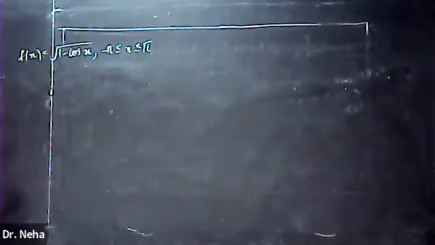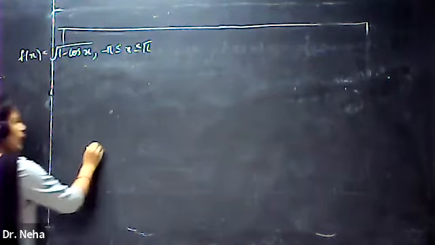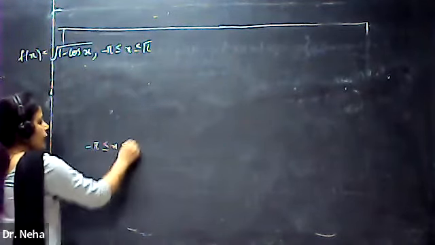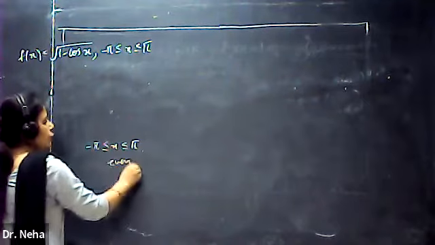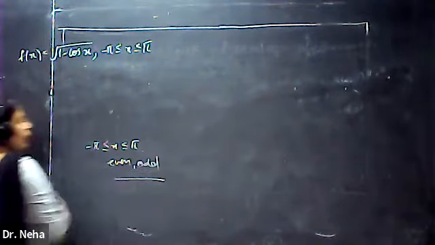So the first function is f(x) equal to square root of 1 minus cos x, and our statement is: expand the Fourier series of the given function within the interval minus pi to plus pi. Now we all know that whenever the limit is from minus pi to plus pi, we need to check whether the function is even or odd.